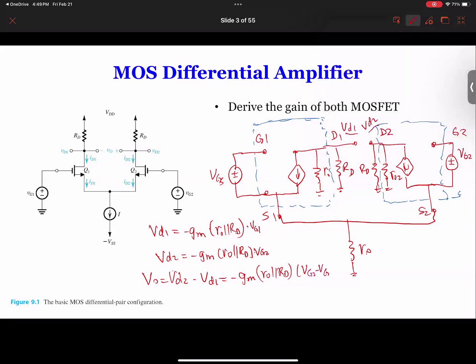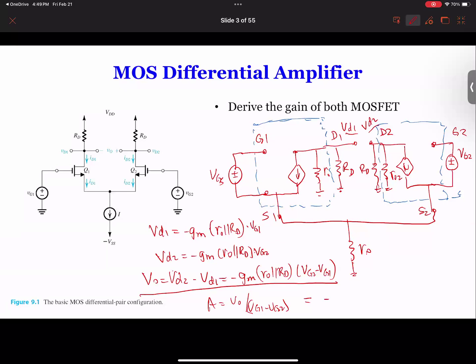VG2 minus VG1. So this is our final output. If we want to get the gain, we will simply take A equal to VO over VG1 minus VG2, and then we'll get this gain to be positive gm times RO over RD. Okay, so this is how we get to the point.